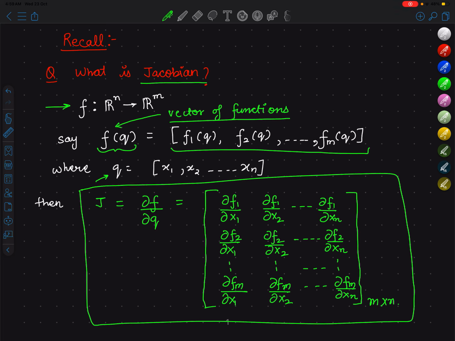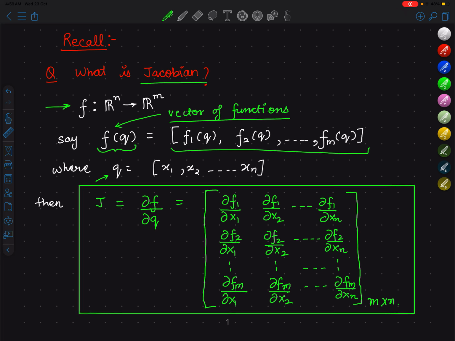We also said it's a fancy way of saying the gradient of a vector of functions. So you calculate partial derivatives of f1 with respect to all inputs, f2, and so on and so forth till fm. So the Jacobian is an m cross n matrix, where m is the number of outputs of f and n is the number of inputs of f. So this was the definition of the Jacobian.